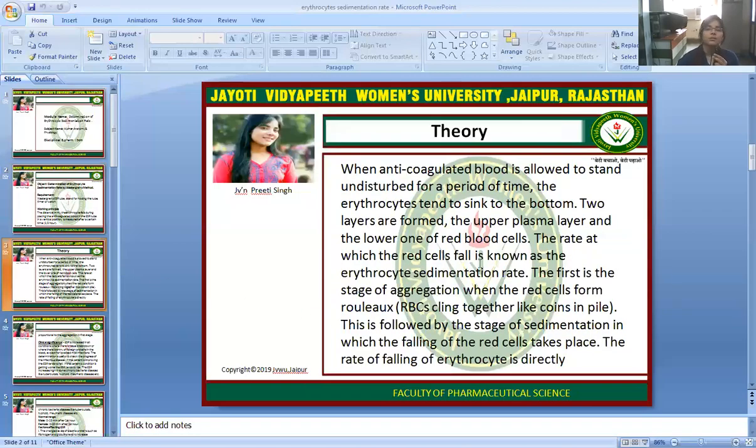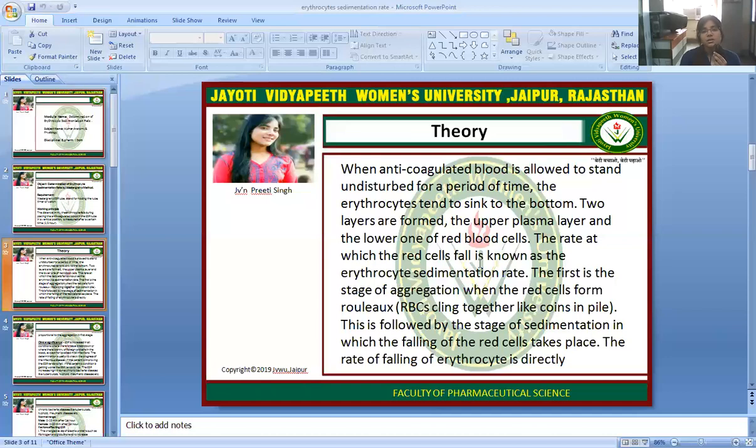Now we come to the theoretical and introductory part of ESR. When anticoagulated blood is allowed to stand undisturbed for a period of time, the erythrocytes tend to sink to the bottom. Two layers are formed, the upper plasma layer and the lower layer of red blood cells. The rate at which the red cells fall is known as the erythrocyte sedimentation rate.